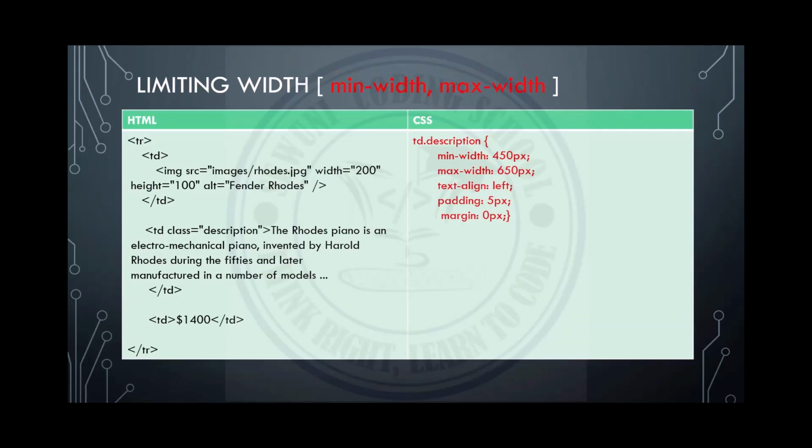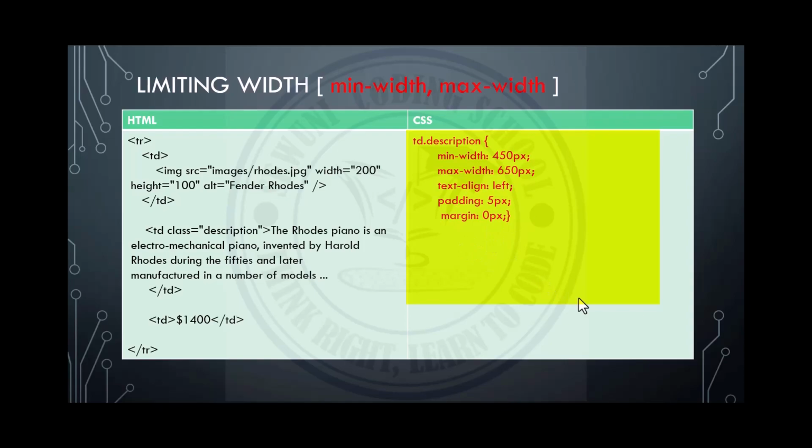This is the example we are going to use. There's a table row, there's table data, and this has an image. Apart from the image, it also has a description. It also has another data, let's say the price. So all these three are on a row. This is in the HTML code, and this is the CSS code as well.